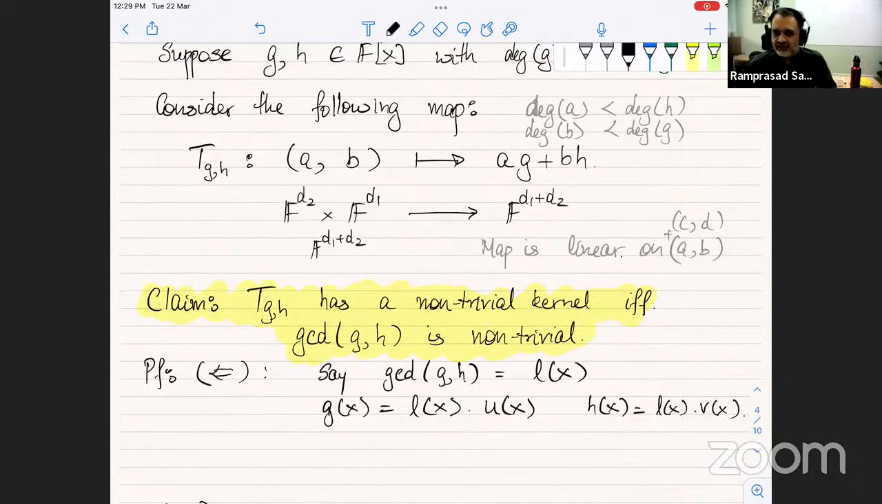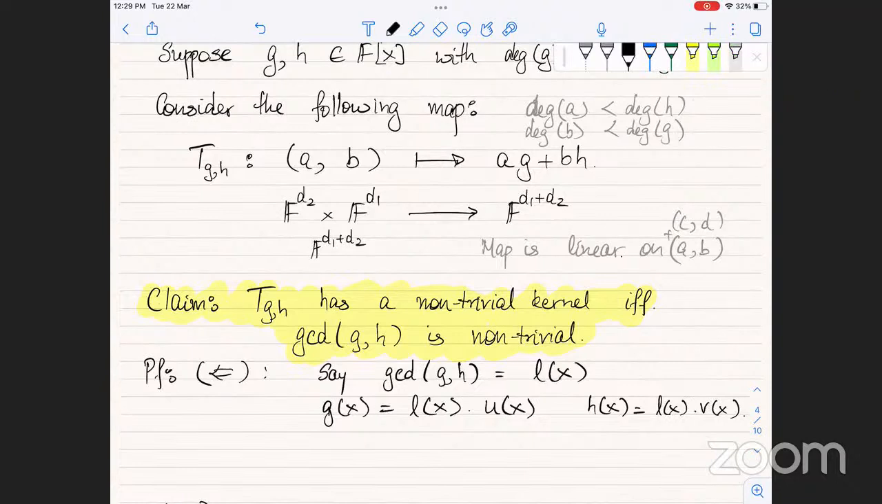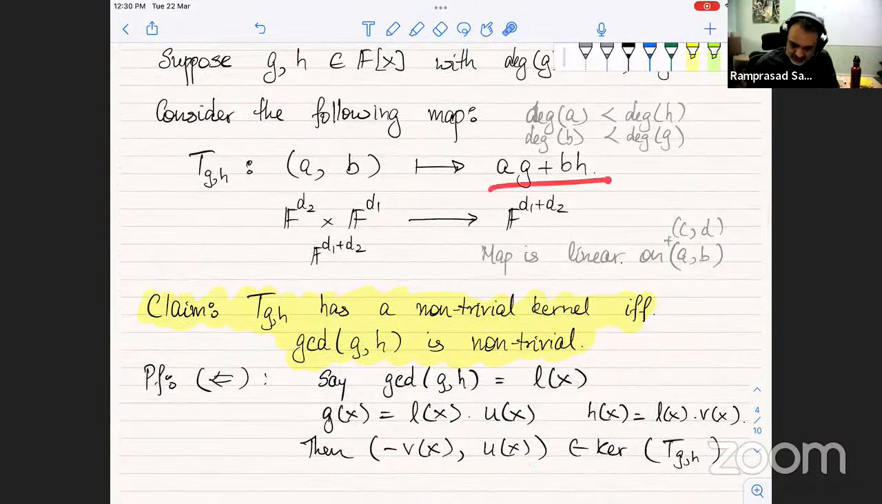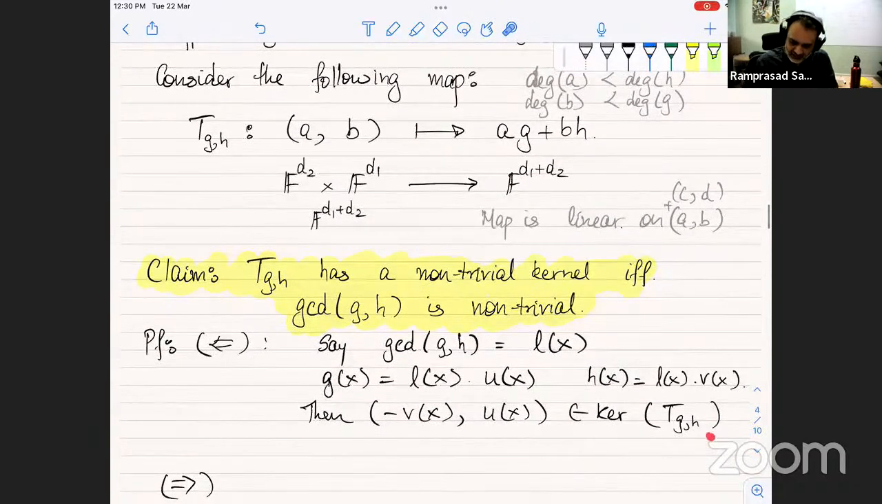Okay, can someone give me an element in the kernel? u of x plus v of x. Sorry? Minus v of x, comma u of x. Right. Then minus v of x, comma u of x is in the kernel of the map for g comma h, because when I feed this into this map, you're basically going to cancel off both contributions. So one direction is therefore clear. If the GCD is non-trivial, you can certainly find a kernel element.